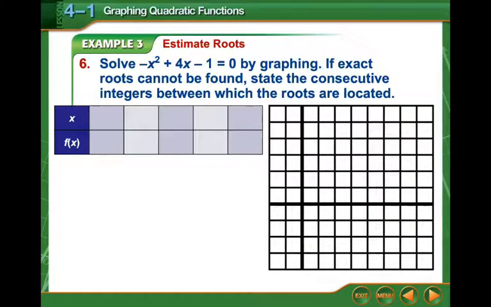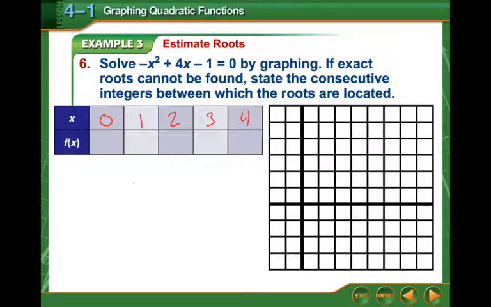So this one here, same idea, same plan. We're going to solve this by graphing. If it can't be found, then state the consecutive integers where roots are located. So this one is a negative. That's fine. We're going to leave it that way. Let's fill in our table. 0, 1, 2, 3, 4.